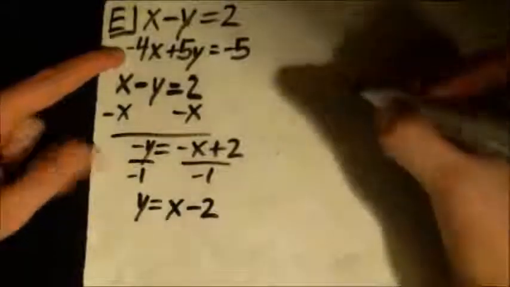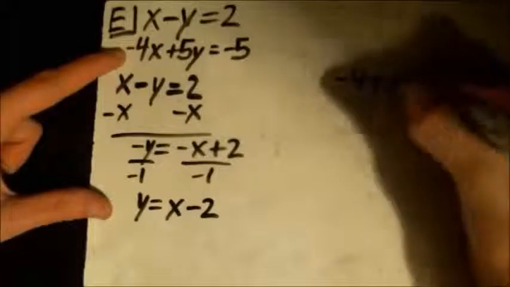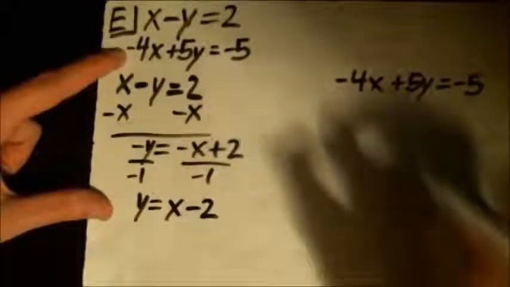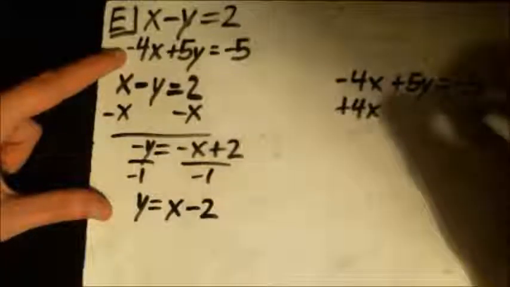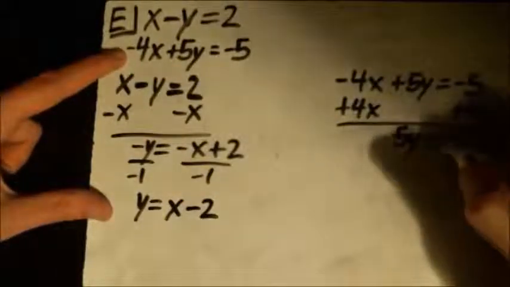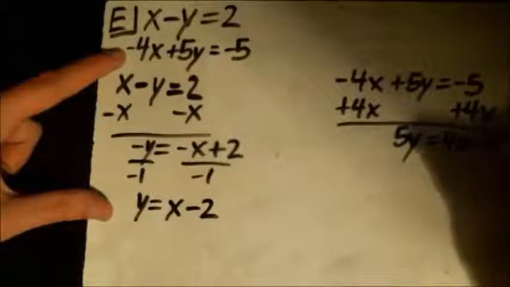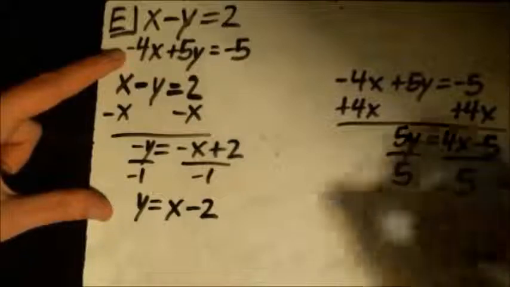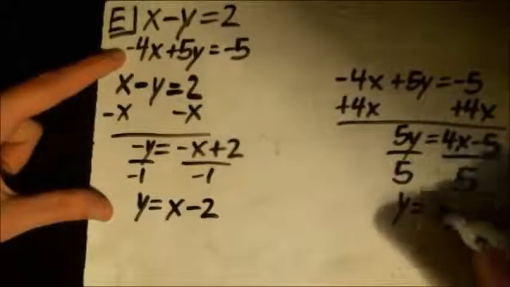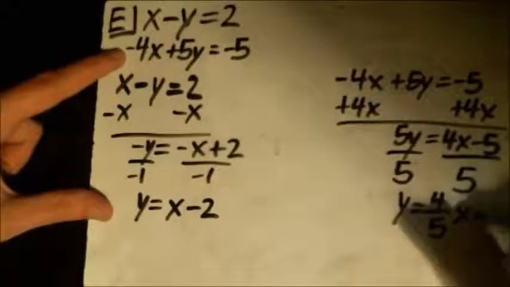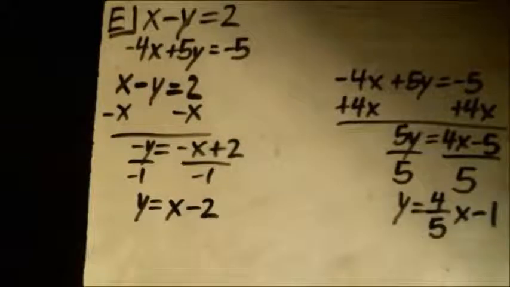Alright, and for my second equation, negative 4x plus 5y equals negative 5. So I'm going to add 4x to both sides. So I get 5y equals 4x minus 5, and then divide both sides by 5. So y equals 4/5. I can't simplify, so I'm going to leave it like that. 4/5 x, negative 5 divided by 5, which would be negative 1. So my two equations are right here, and now it's time to graph.